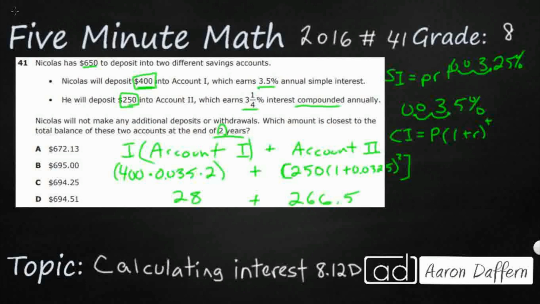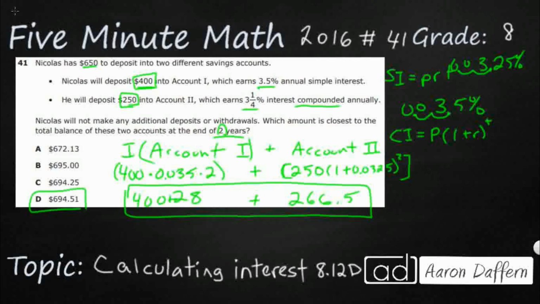So I actually need to bring this original principal back in. Let's add the 400 plus the 28 plus this 266.5. We're going to get our answer of 294.51.